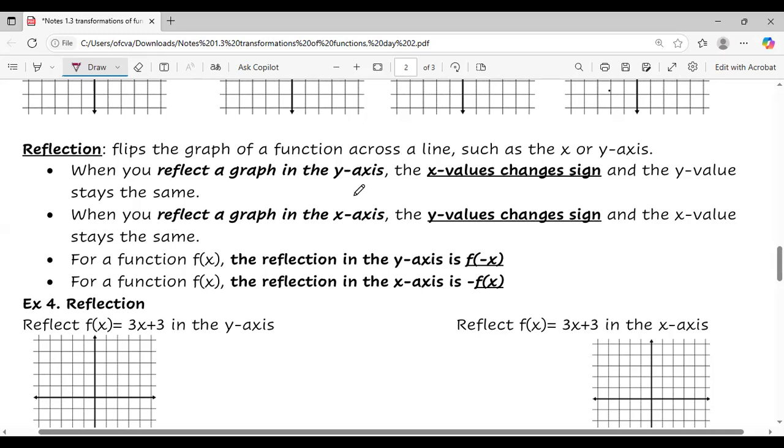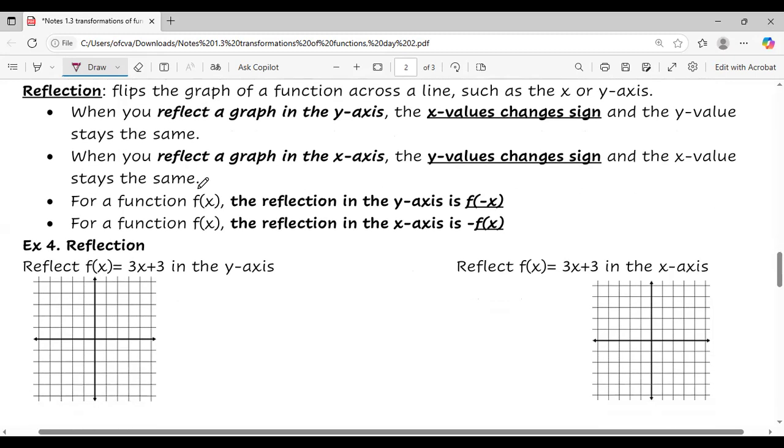When you reflect a graph in the x-axis, which is horizontally, these are the ones that we're going to do the most. The y values change the sign, which makes sense because if you have a V that opens up, your x values are the same. They stay the same, where y values are positive. If you flip it over, your x values are still the same, where your y values are now negative. So it makes sense that your y values will change when you reflect over the x-axis.